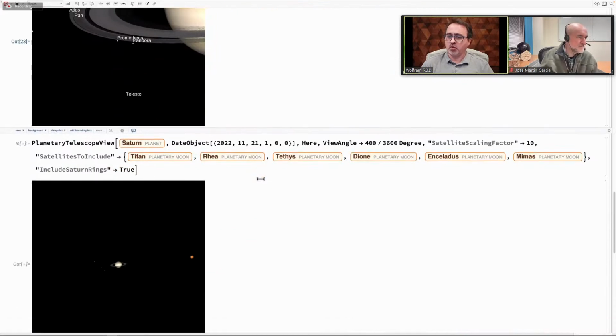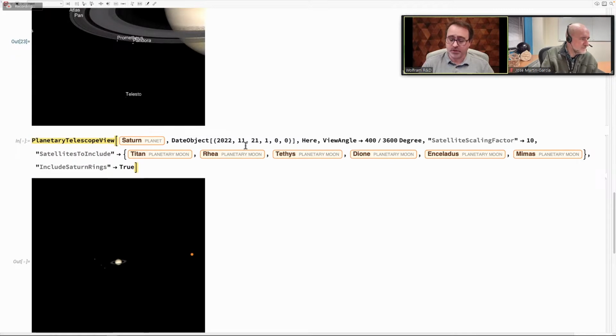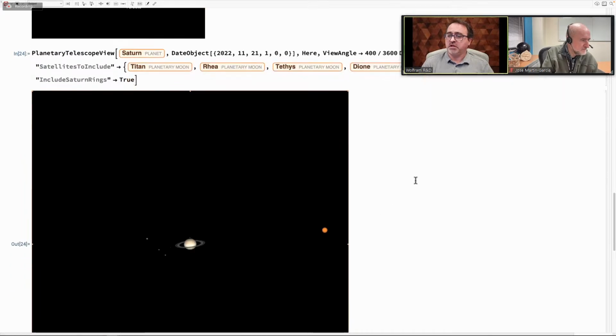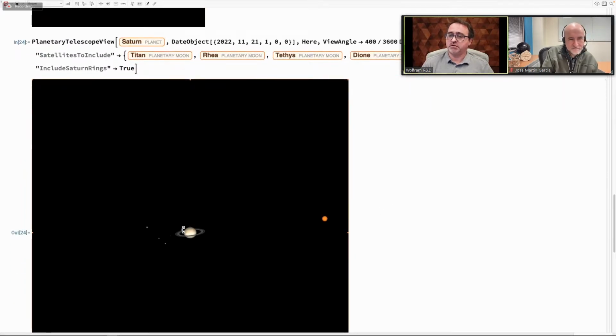I'll do another one here. This is more of a telescopic type view. This is what you're more likely to see through a backyard telescope. This is on a particular date, so you can see Titan over here. Now, I've actually scaled the moons up to make them a little bit more visible in this view here. I can also enlarge the graphic. Some of these moons are very hard to see through a telescope, so I've made them 10 times larger than they actually are. Titan would not look this big, but you can see the actual positions of the moons that I've asked for here.